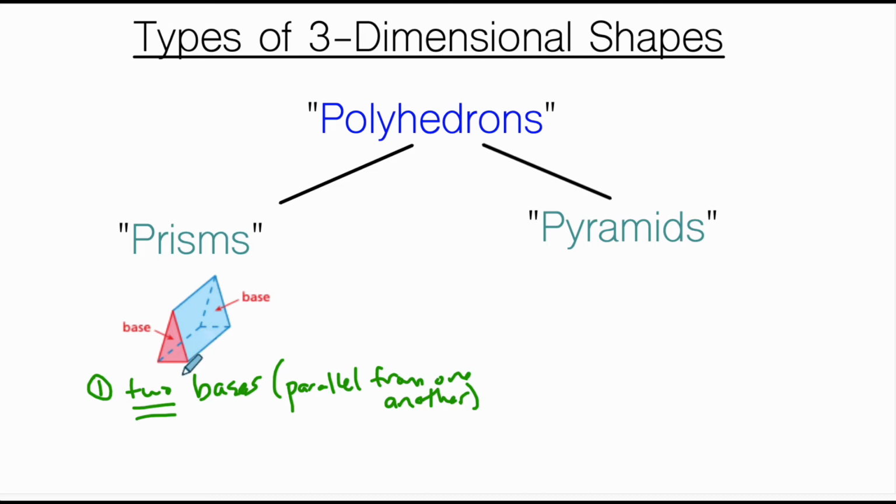So in this shape, the base is a triangle. Why? Because there are only two triangles, they are identical to one another, and they are parallel from one another. So base 1, base 2. So one thing about prisms is they have two bases. If you see something with two bases, you know it's a prism.